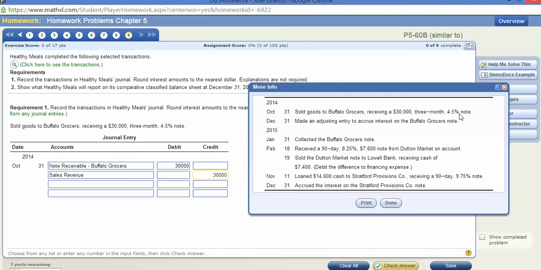Then at the end of the cycle, at the end of 3 months, you'll get your $30,000 plus, of course, the interest you've earned along the way. And it's a 4.5% note. This is the entry we make when we establish the note receivable. This covers the events that happen on October 31st.